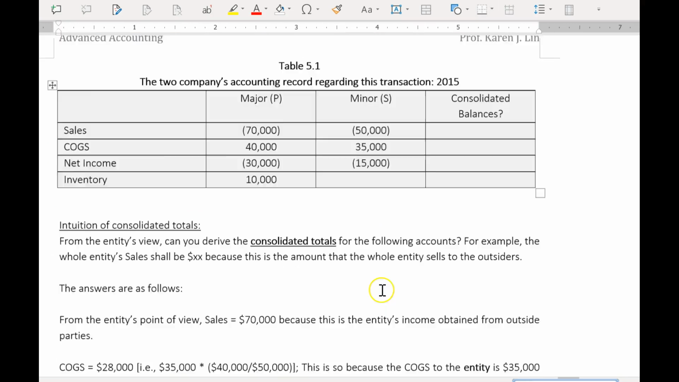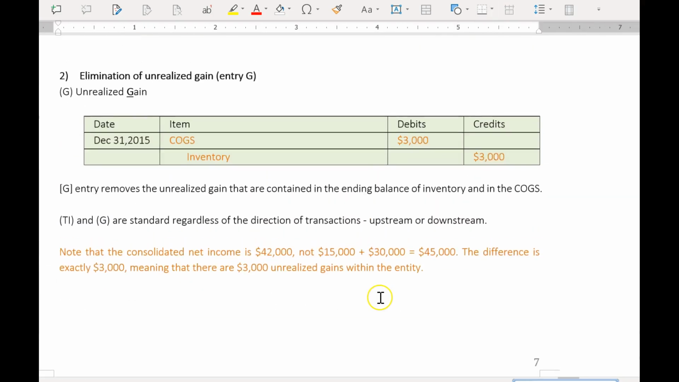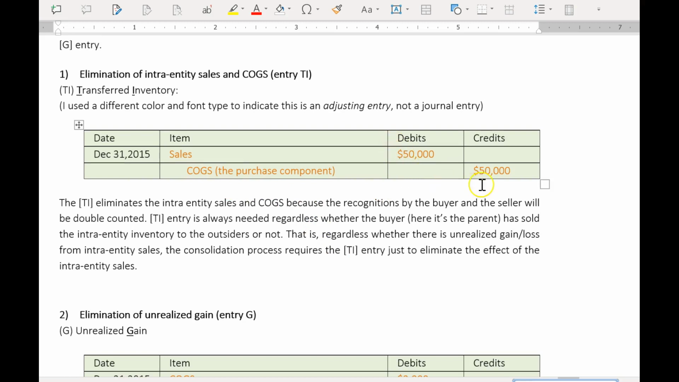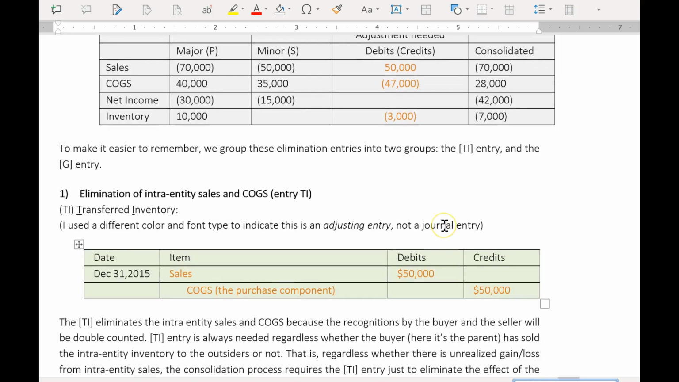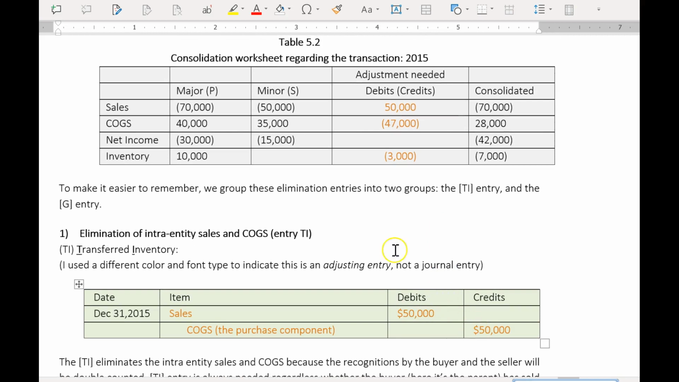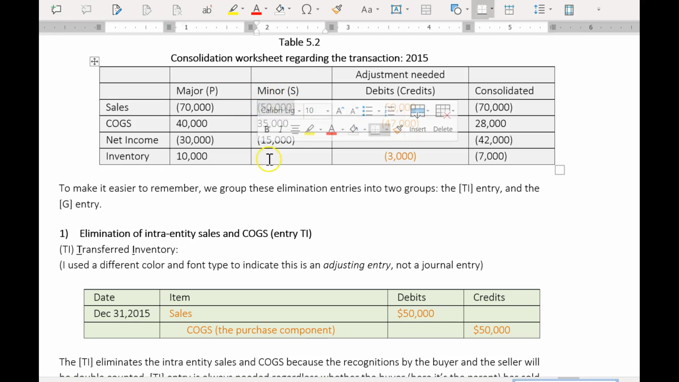So that's why when I'm doing the TI entry, I'm always debiting sales, crediting cost of goods sold of the full intra-entity amount. Now, why is that important? It's important because when the subsidiary is selling to the parent, this is within the entity, so you want to eliminate that. Okay, again, don't remember that I'm eliminating sales from the subsidiary. You are not. You are eliminating the sales number between the two parties, because if it's a downstream number, next time you're going to be switching to using the parent's number.